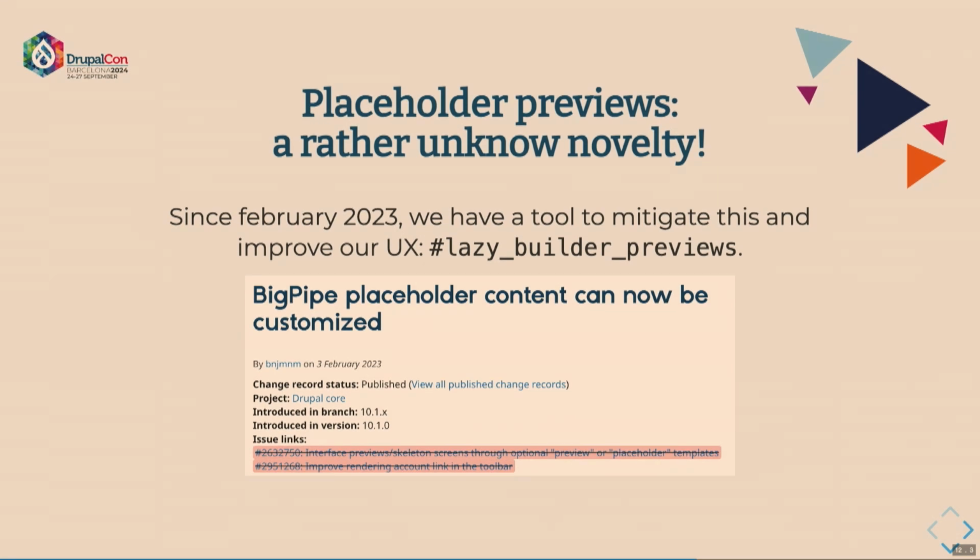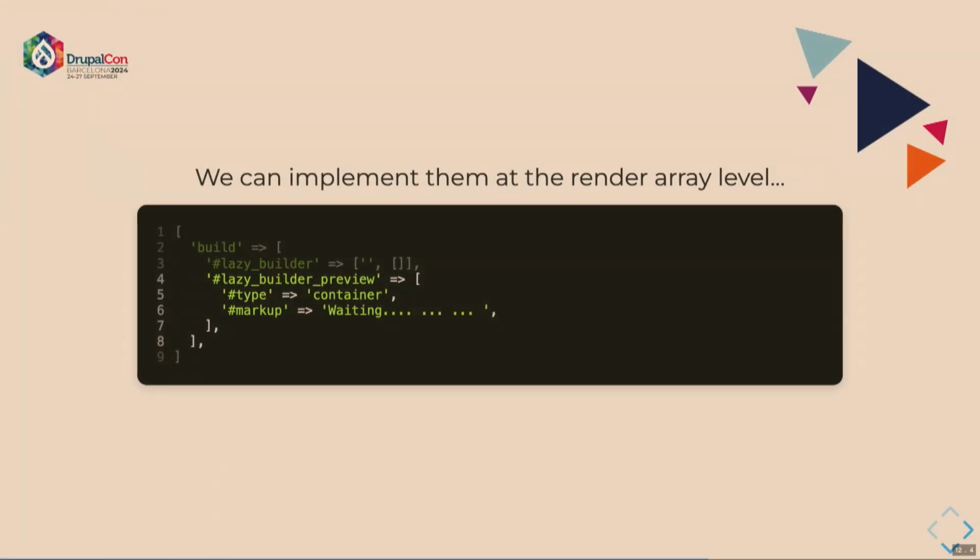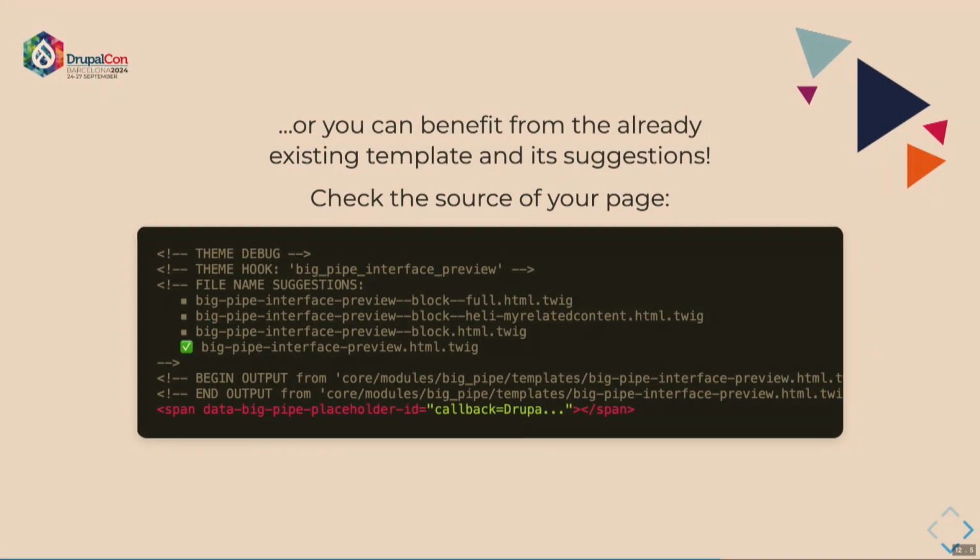This is what cumulative layout shift doesn't want to happen. So we have placeholder previews since February of the past year, okay? And it can't get any easier. It's another option you can add when you have a lazy builder, and it's just the render array that will take the place of the actual content until it gets loaded. You can directly write a render array, or you can even use the template suggestions. There are template suggestions for the previews. There's a template, BigPipe interface preview, and usually it takes the name of the block or whatever is rendering it.